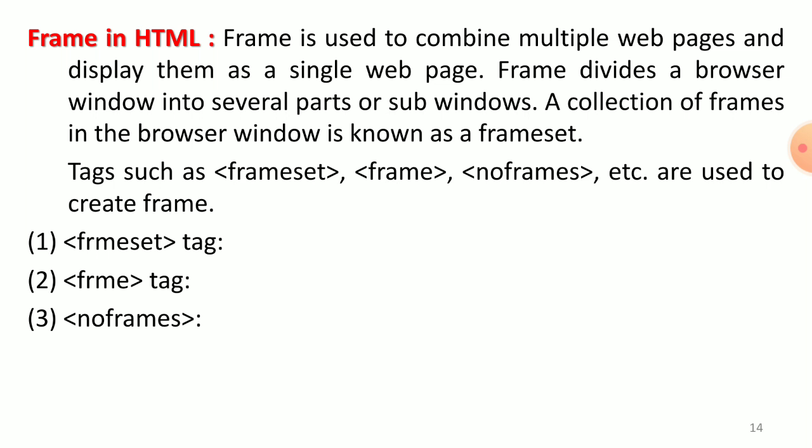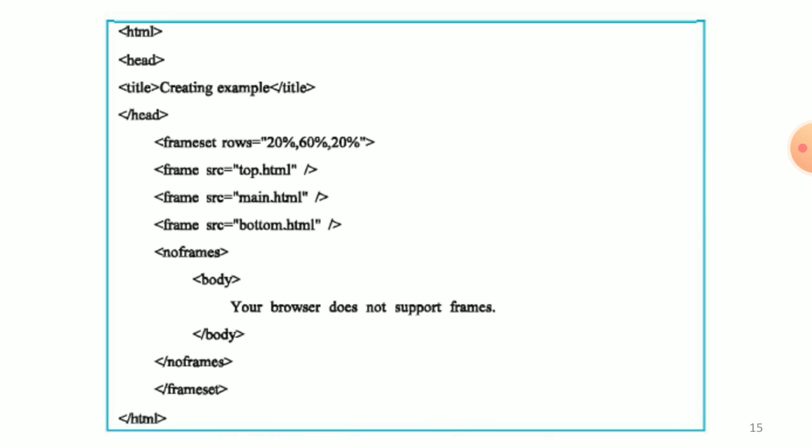And that is an example of frames. First, HTML, head, title creating example slash title, slash head over. Frameset rows equals 20%, 60% and 20%. That means the first row, second row and third row. You can also change the column: frameset cols equals 20%, 60%, 20%. So the output is vertical. And frameset rows equals 20, 60 and 20 means a horizontal output. First frame, second frame and third frame horizontally.